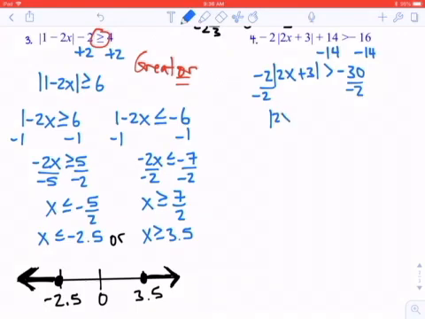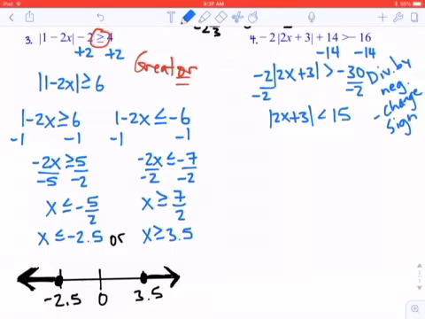So bring down 2x plus 3, the absolute value of that. But notice I divided by a negative. So if I divide by a negative with inequalities, that changes the sign. So change sign. So we're going to have a less than 15 over here. Now once we get the absolute value symbol by itself, we can set up our two inequalities, just like we've done on the last three examples.